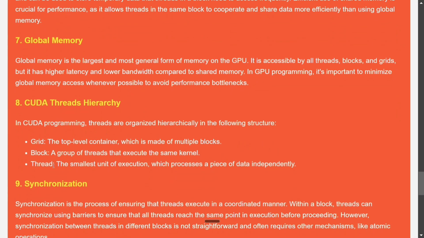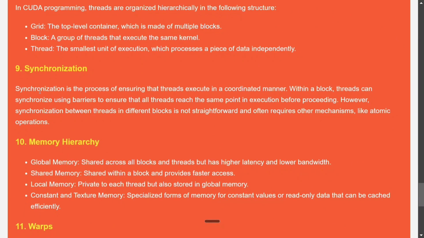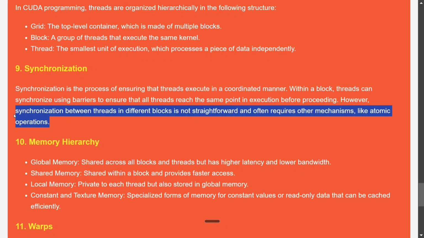CUDA threads hierarchy, I think that we already did: thread, block, and grid. Synchronization. Synchronization is the process of ensuring that threads execute in a coordinated manner, right? If some thread is working now and another is working later, like say after 5 minutes, the data would be unsynchronized. Everything would be mixed up. So synchronization is very, very important. Synchronization between threads within a block is comparatively easy as compared to synchronization between threads in different blocks. Makes sense also, right?